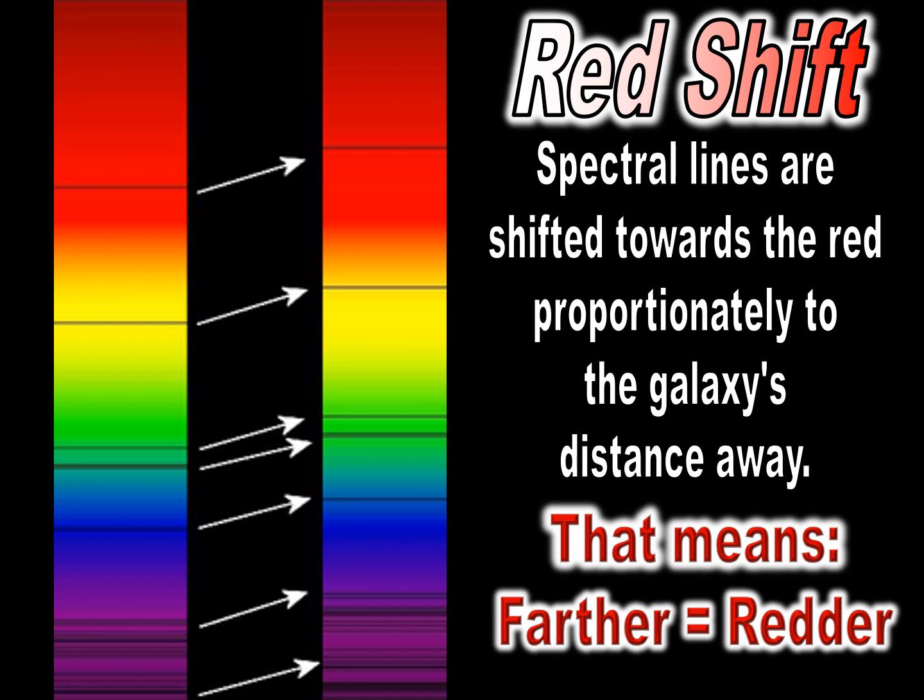Now, I'm not trying to say that every galaxy is moving away from us, because that's not true. There are just a very, very few nearby galaxies that are not moving away from us. But if you get beyond a certain distance, every other galaxy, every distant galaxy is definitely moving away from us. And the farther they are, the faster they're moving away and the redder they are shifted.